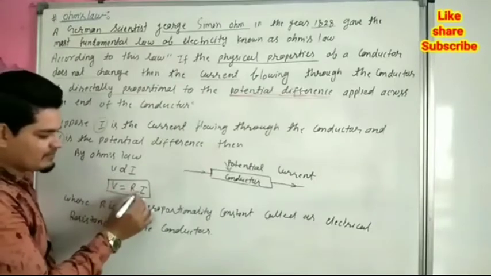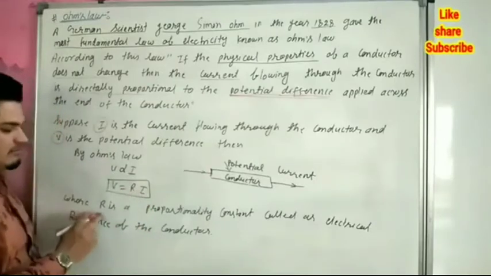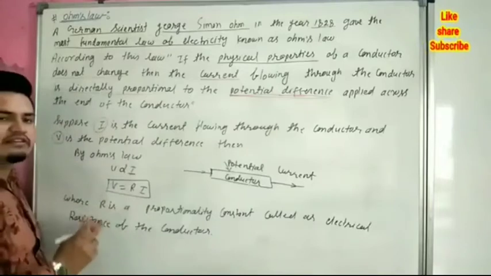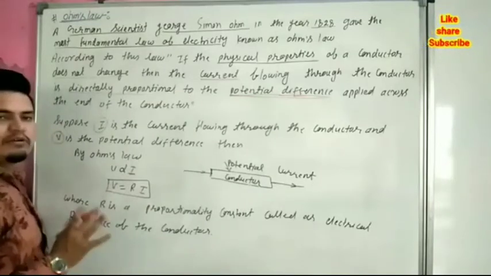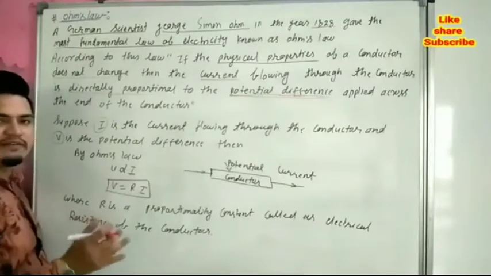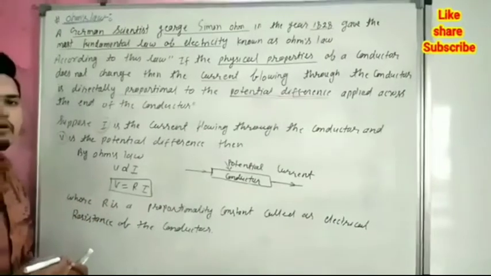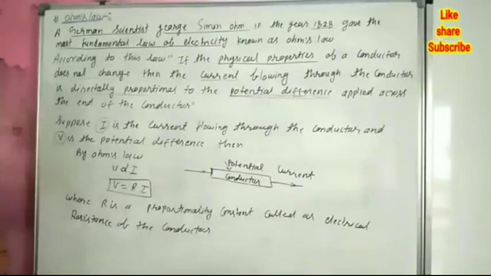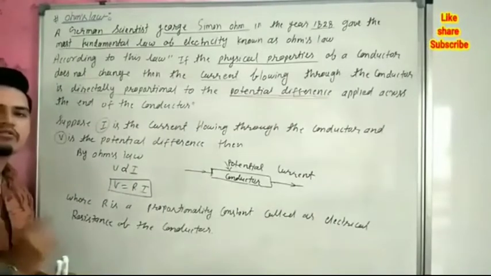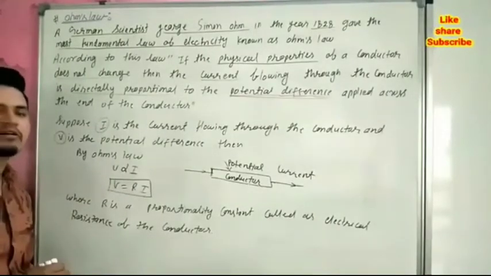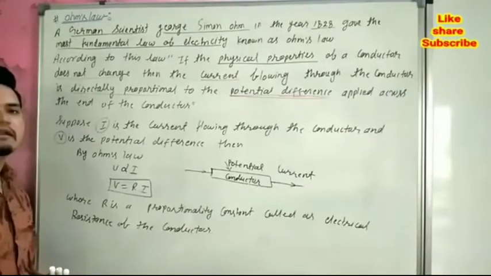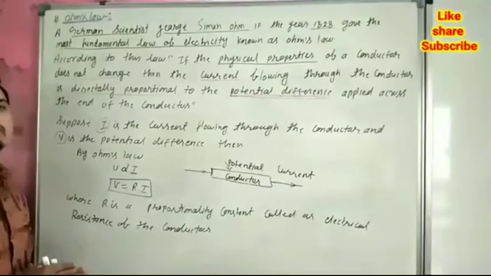R is the proportionality constant, called the resistance of the conductor, because the resistance is different for different conductors. So Ohm's law, which the German scientist George Simon Ohm gave as the most fundamental law of electricity in 1828, is called Ohm's law.